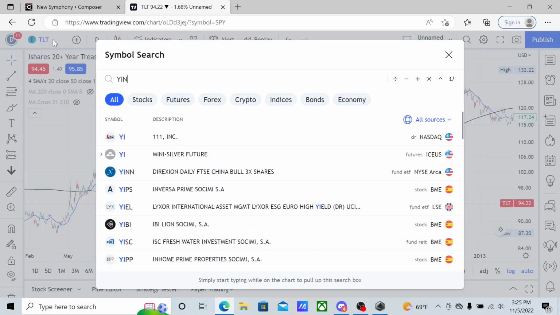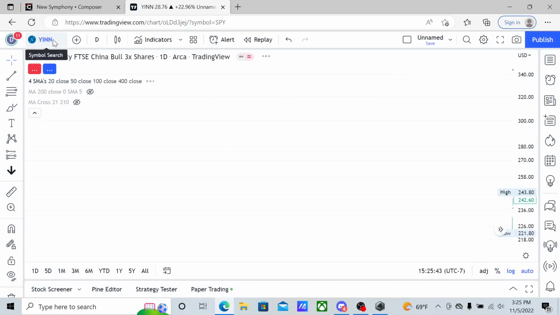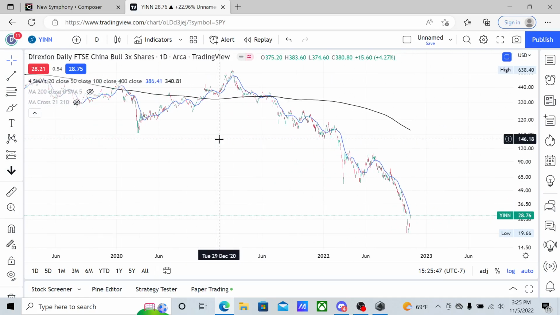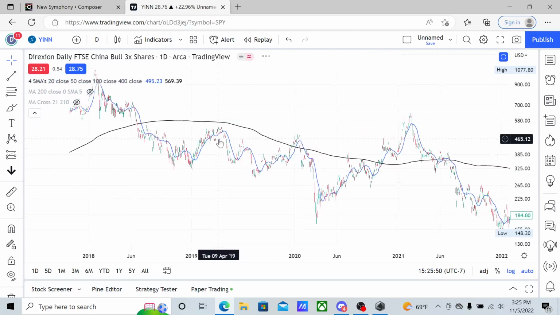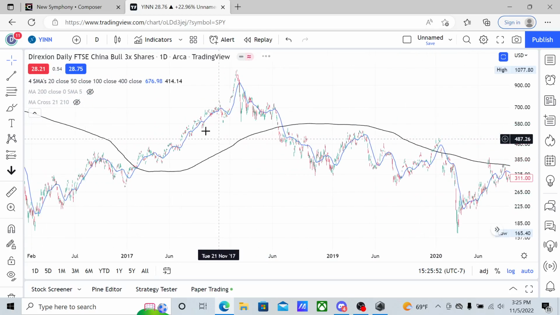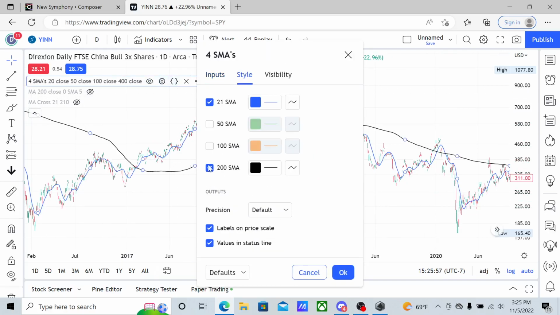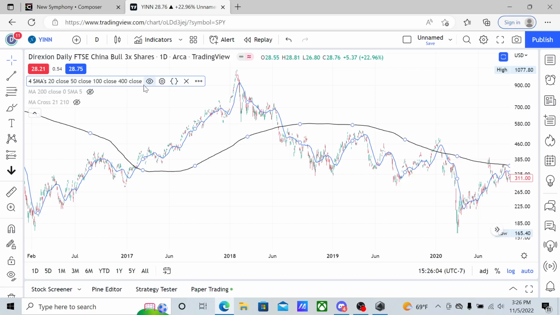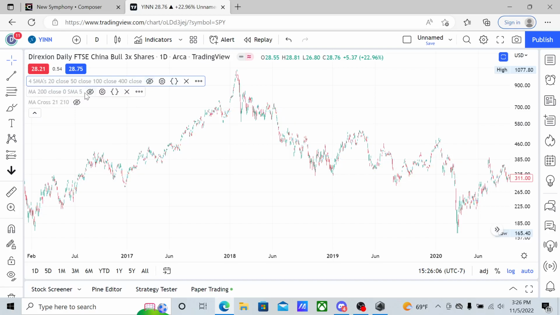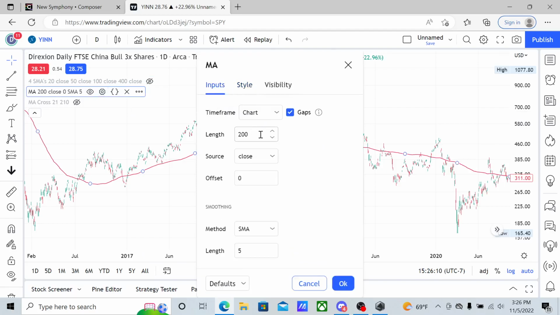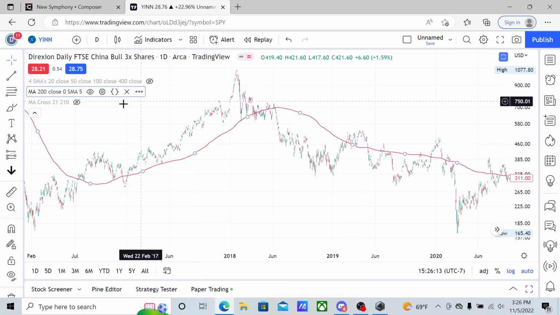Oh yeah, this was a good one. Okay, so YINN, which is like a 3x leveraged bullish position in the Chinese markets. This may not respect the same moving averages that say the S&P does or oil or whatever else. Let me just close that. I'll just use a regular. Like when I messed with this one, I found actually.